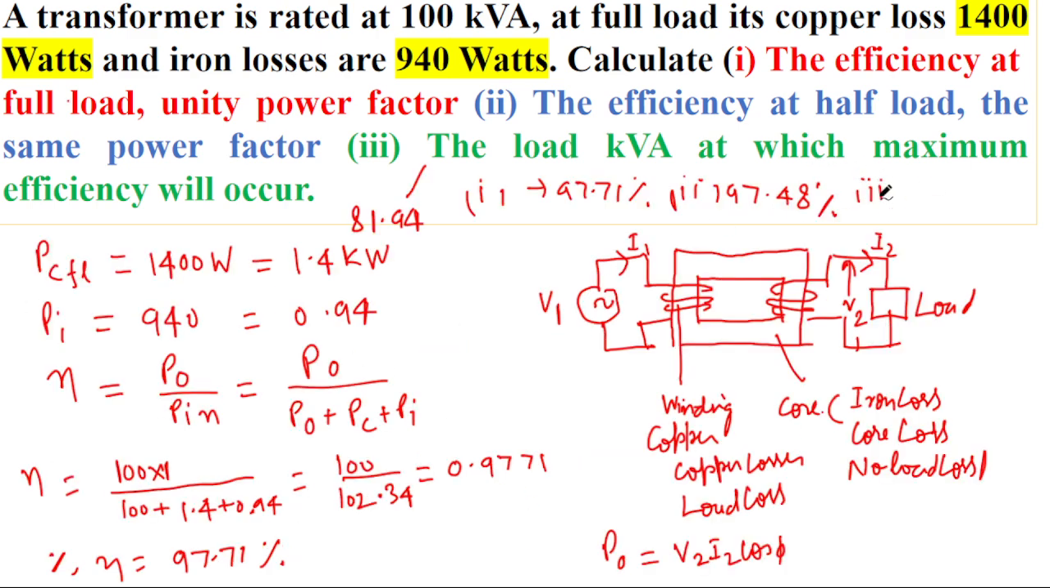So for the third part, the maximum efficiency will be 97.75%. You can see that this efficiency is the maximum. It was 97.71 at the 1400 watt. The efficiencies are quite similar, there is not a lot of difference, because the kVA at maximum efficiency is very close, around 80%. So there is only a little difference in efficiency. With that, we are concluding this video.